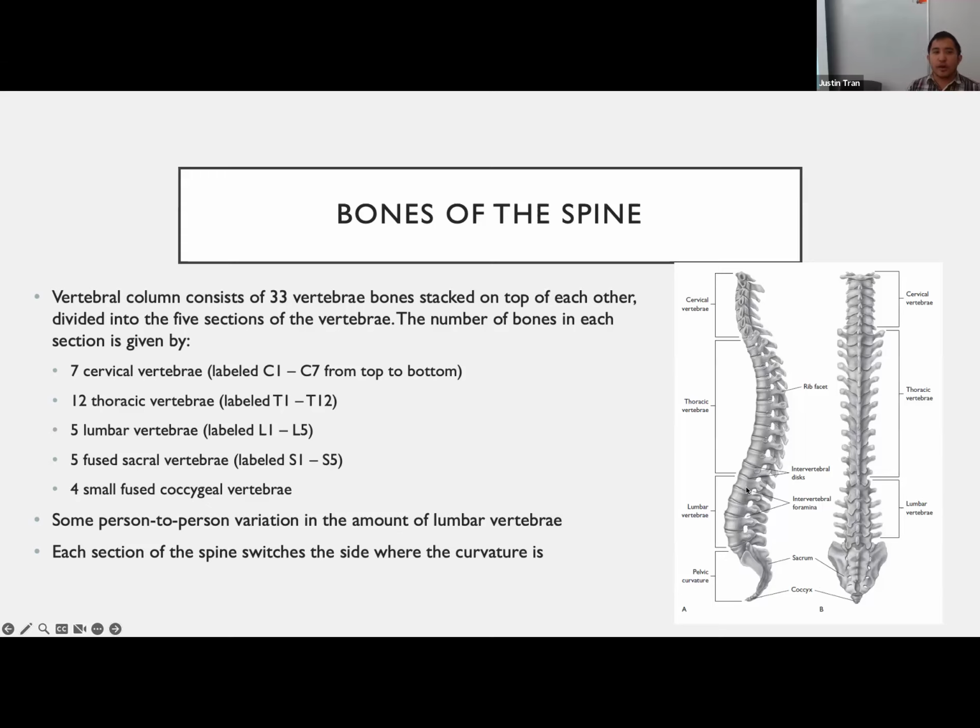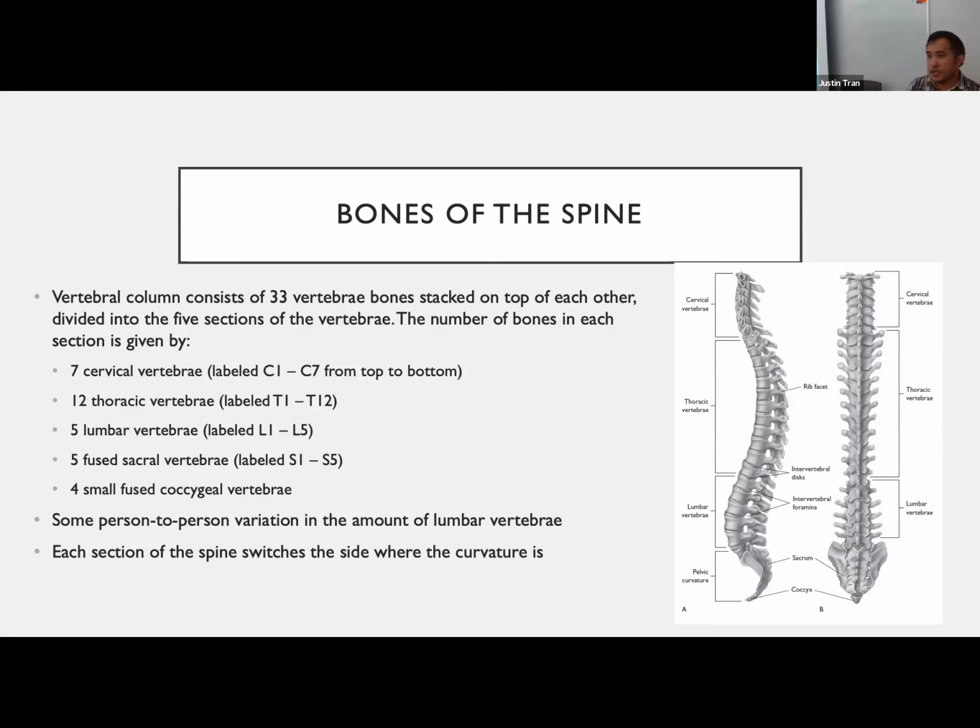But the reason you can bend your back forwards and backwards is because there's some movement that's allowed between the vertebrae bones in the cervical, thoracic, and the lumbar spine. Okay. So these are the average numbers. So most people have these numbers of vertebrae, but there is some person to person variation as well. Someone may have one extra lumbar vertebra or one less lumbar vertebra. But on average, these are the numbers that we expect.